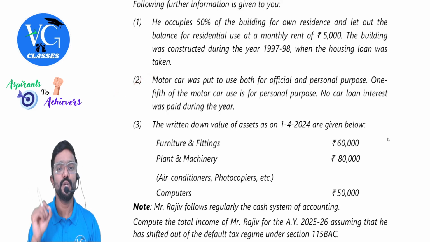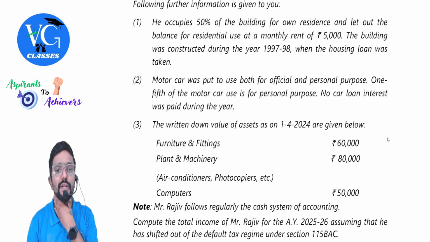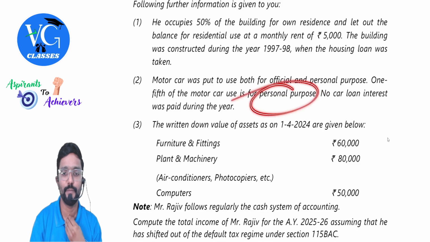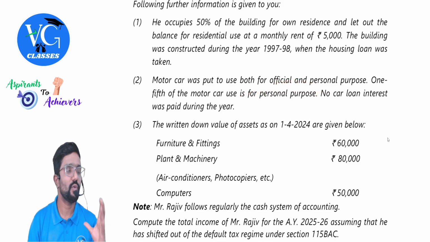The motor car was put to use for both official and personal purposes. 1/5 of the motor car is used for personal purposes. No car loan interest was paid during the year. So when it comes to expenses on the motor car, only 4/5 is allowed. 1/5 is disallowed.